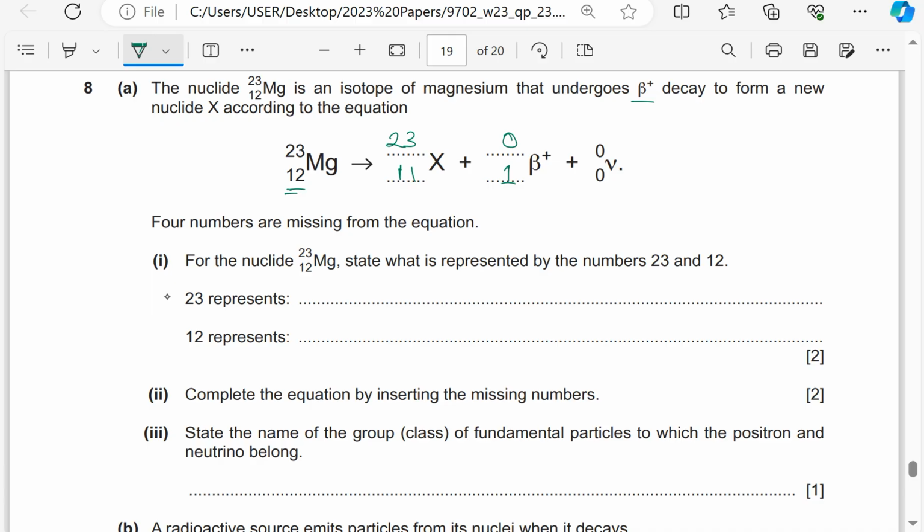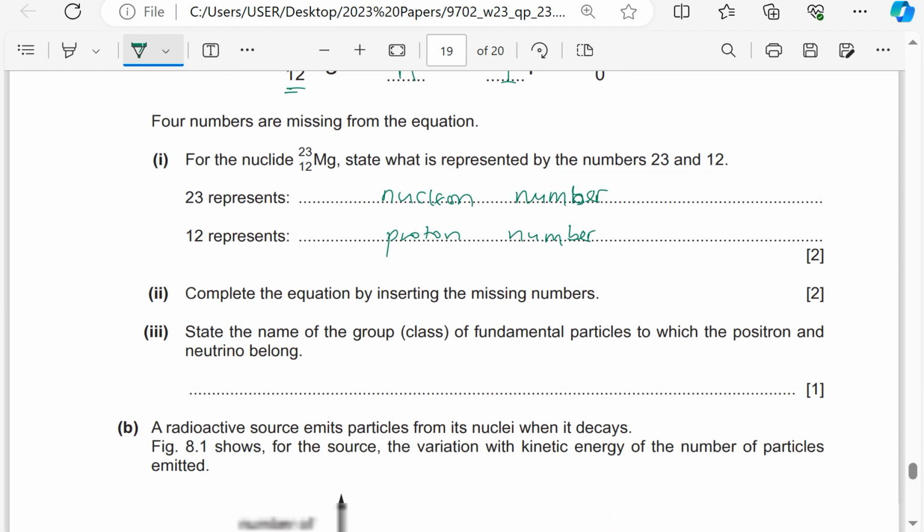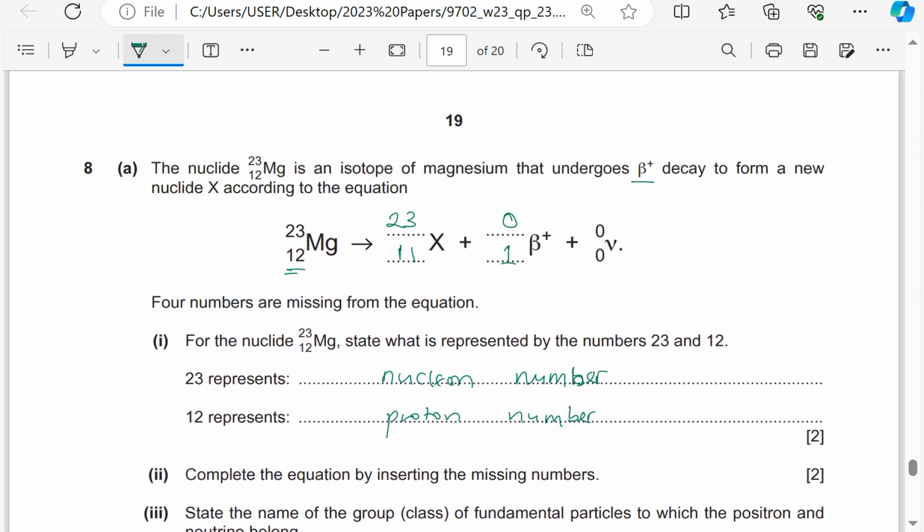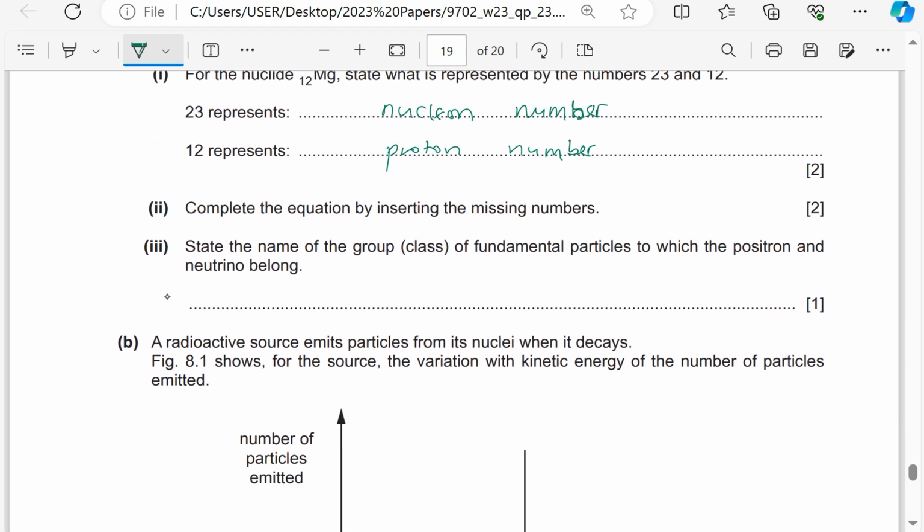For the nuclide, state what is represented by the number 23. 23 is of course the nucleon number. And then 12, that is the proton number. Complete the equation by inserting the missing numbers. I think I've already inserted the missing numbers. Just balance the proton number and balance the nucleon number. State the name of the group of fundamental particles to which the positron and the neutrino belong. These ones are leptons.